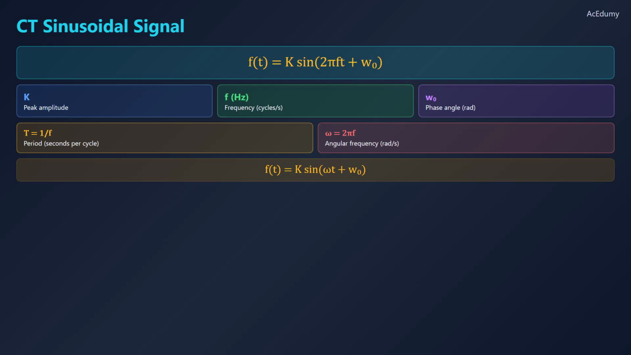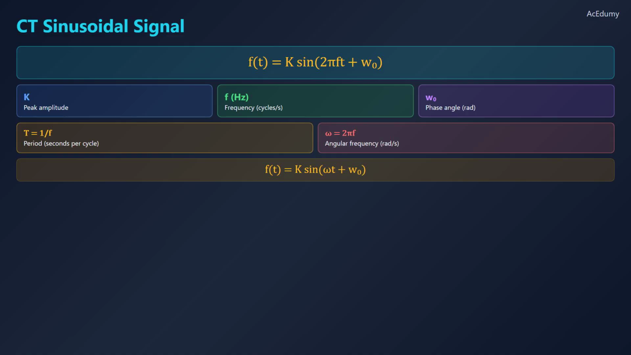Today we introduce three important continuous time signal types, starting with the sinusoidal signal. The general form is f of t equals k times sine of 2 pi f t plus w0. Here k is the peak amplitude, the maximum value the signal reaches. The parameter f is the frequency in hertz, which tells us how many complete cycles occur per second. The period T equals 1 over f, giving the duration of one cycle. The phase angle w0 shifts the signal along the time axis.